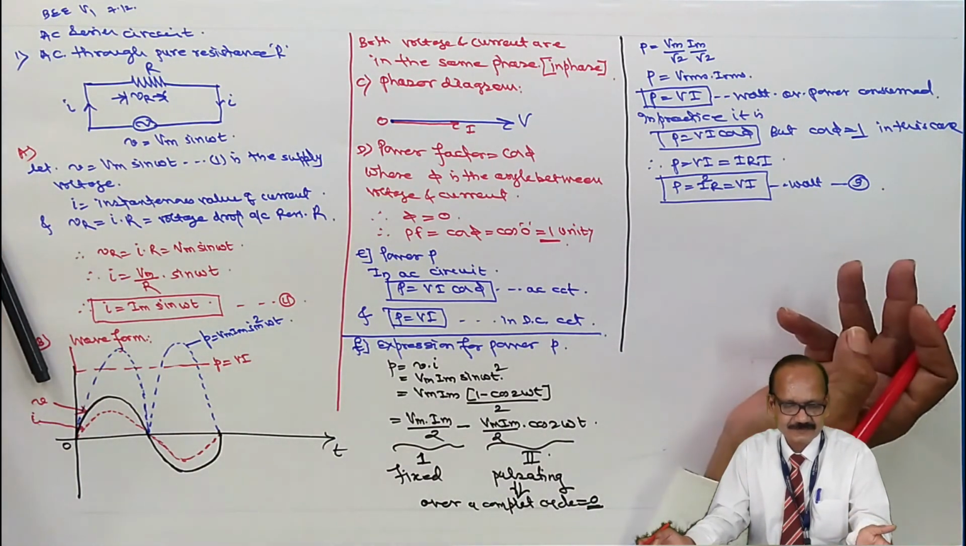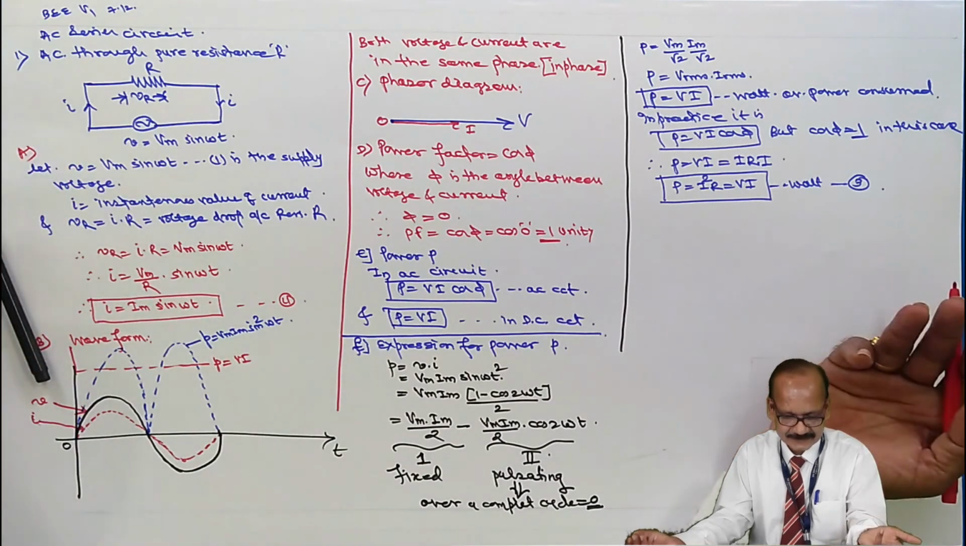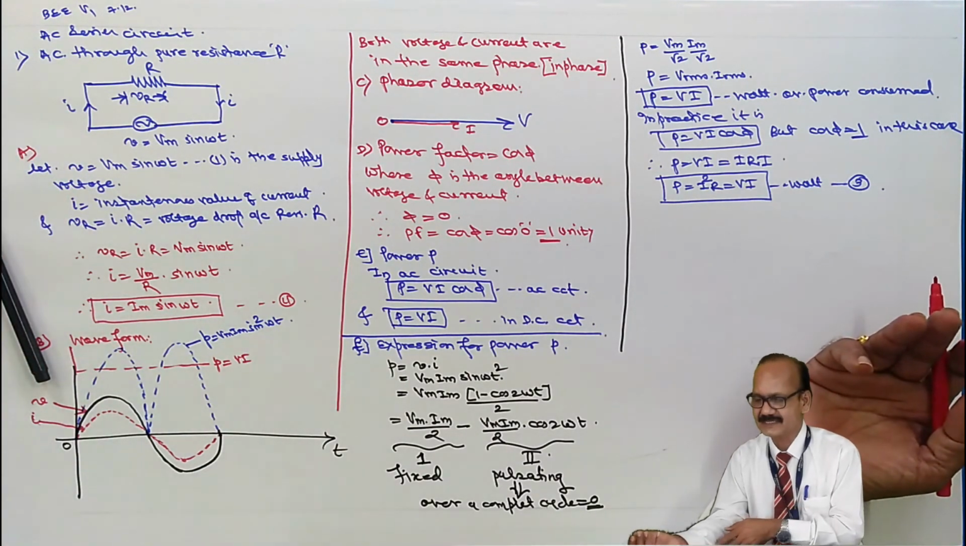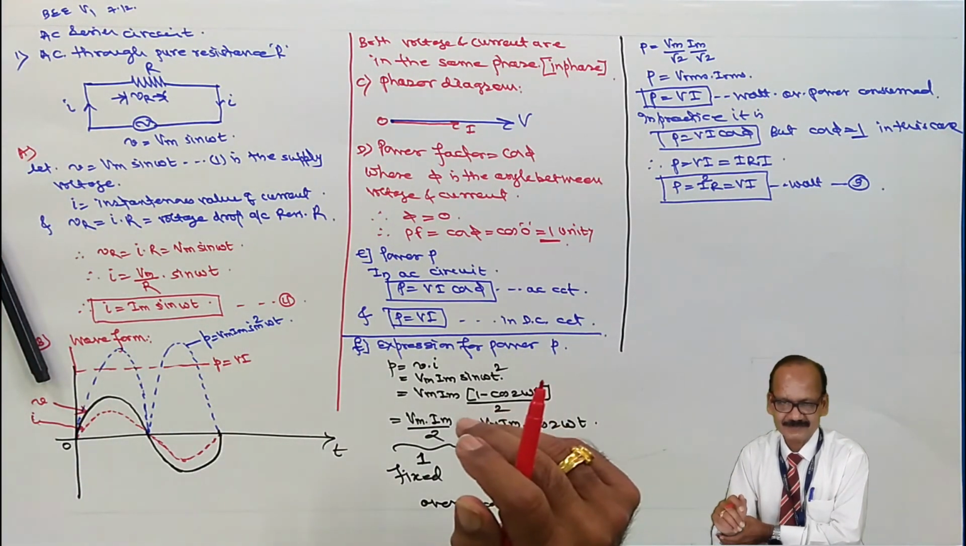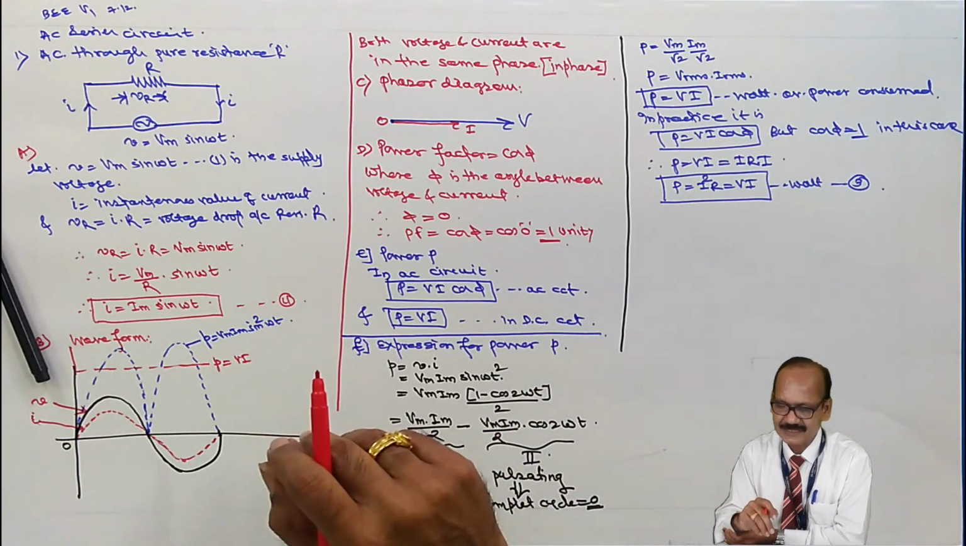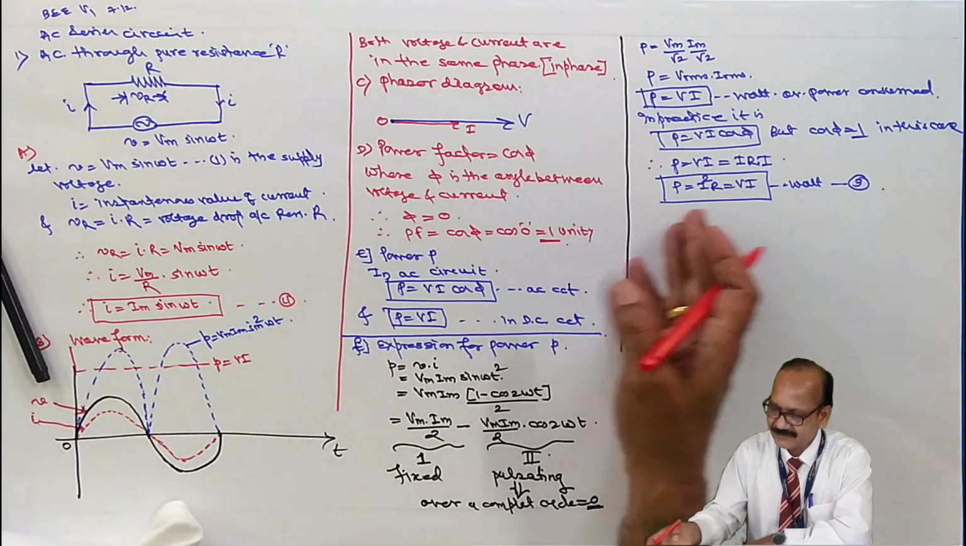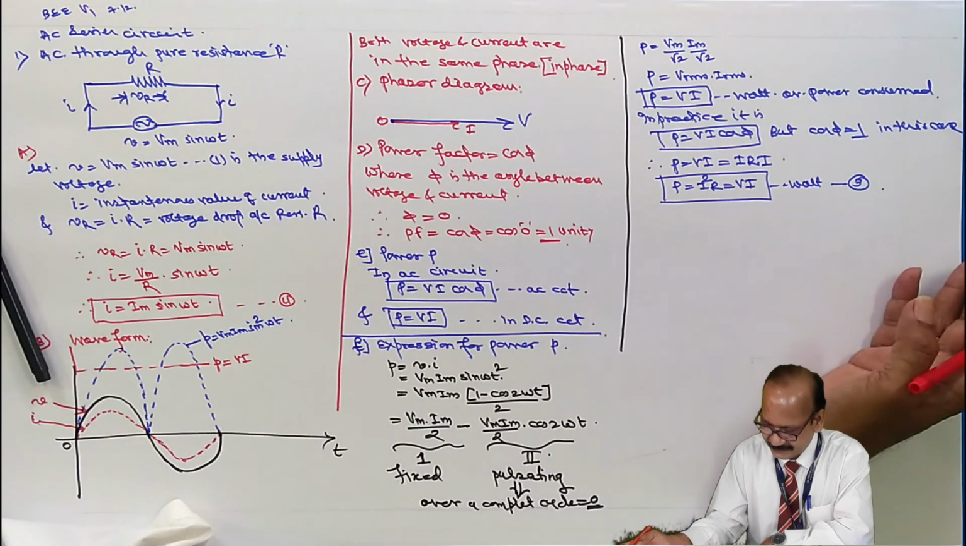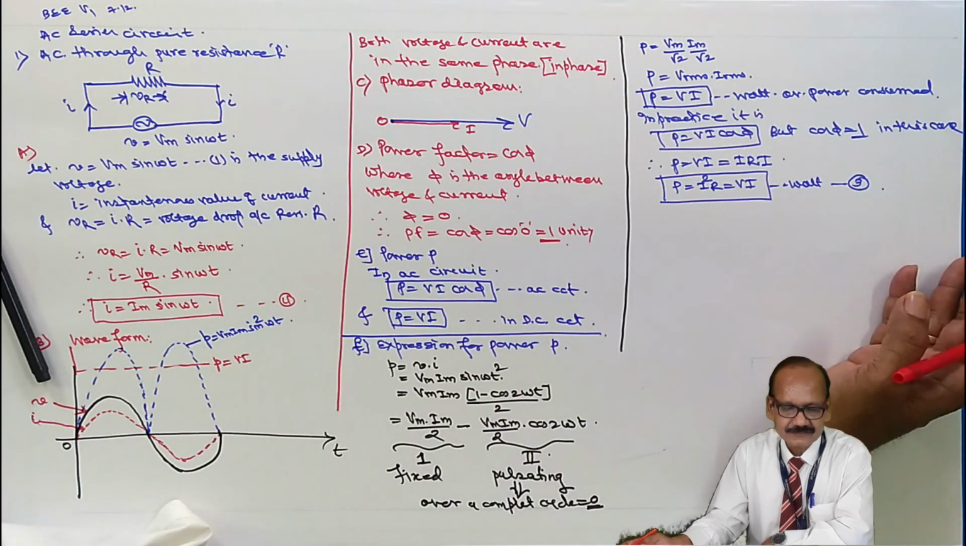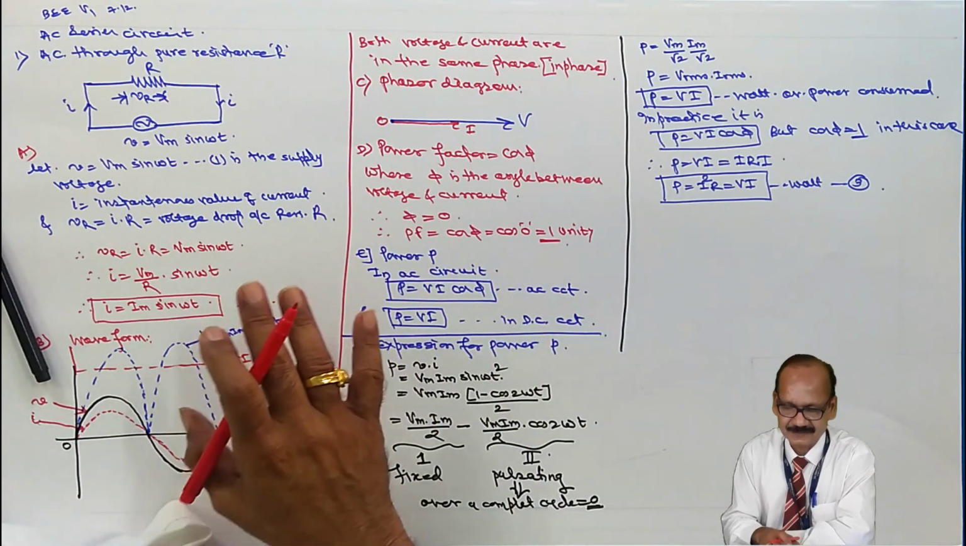Therefore, whenever alternating current flows through a pure resistance, it consumes power, and that is given by P equal to V I cos phi. But as the power factor is 1, the power equal to V I equal to I squared R watt. So in this way, we have finished this part. We will stop here. Thank you.